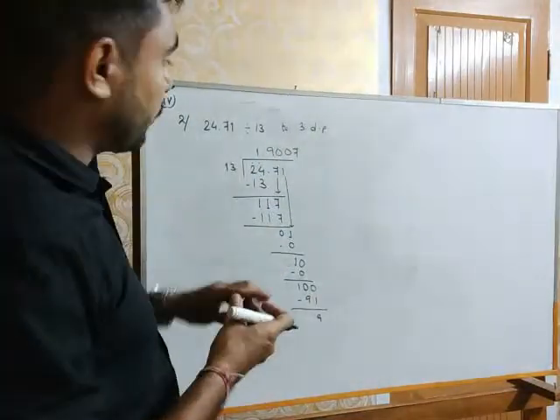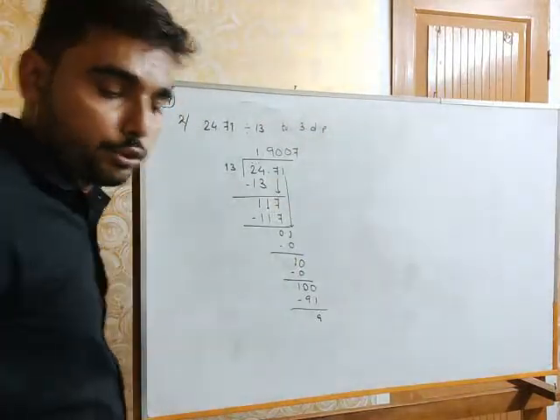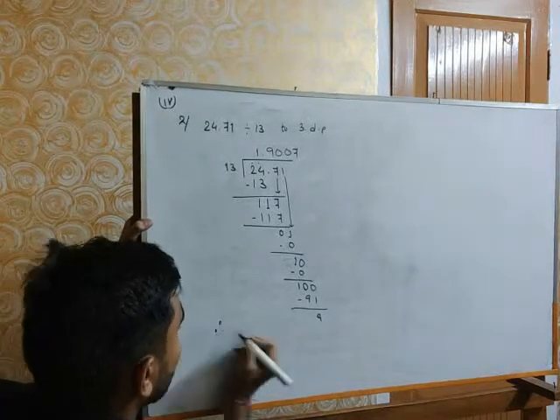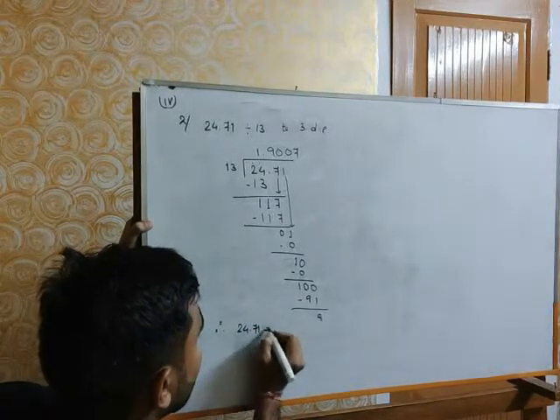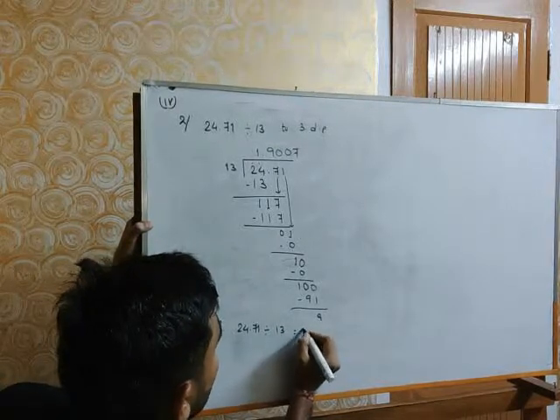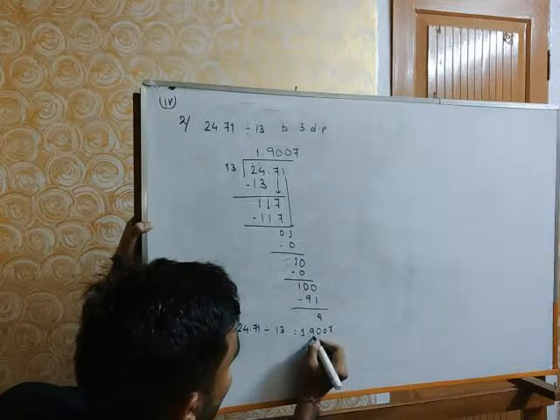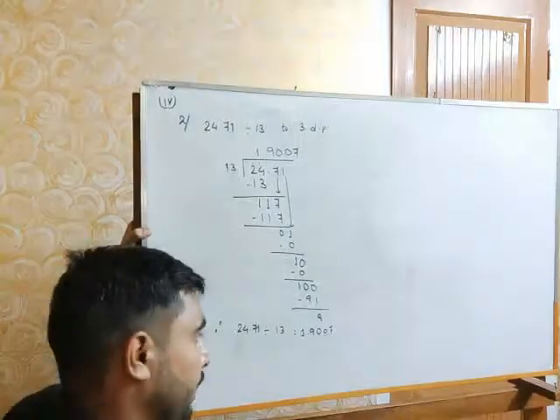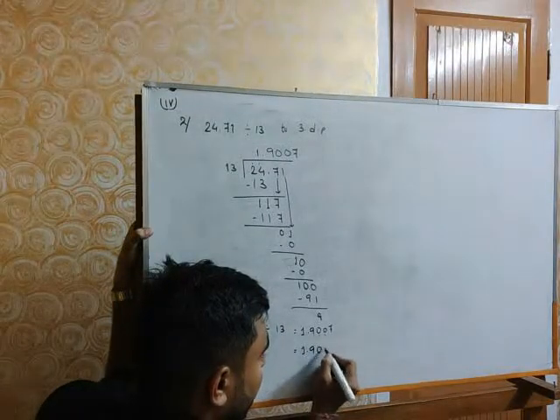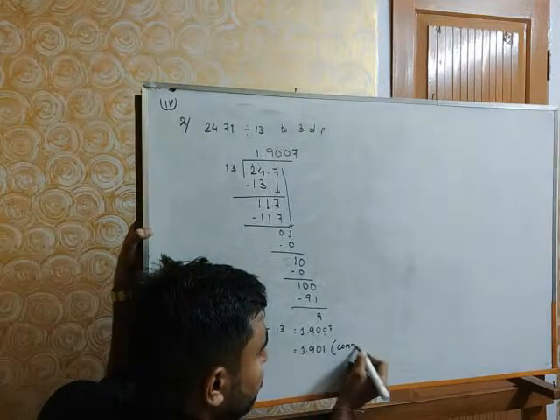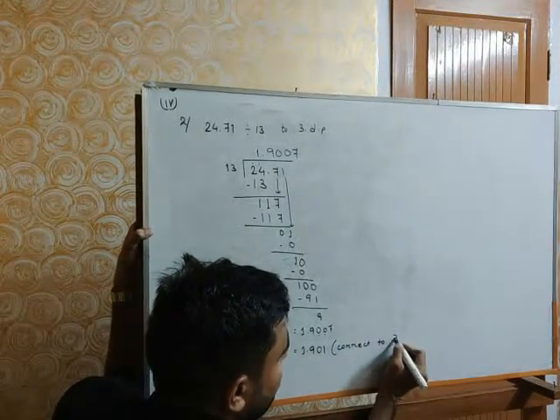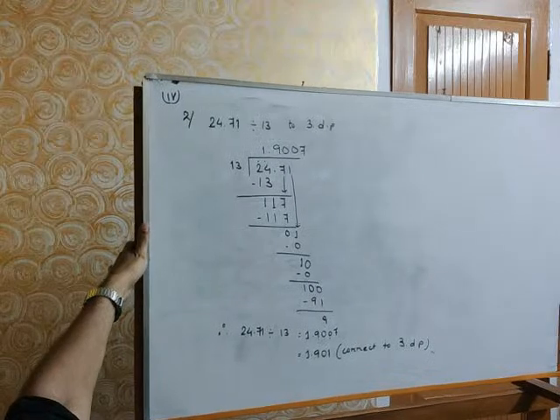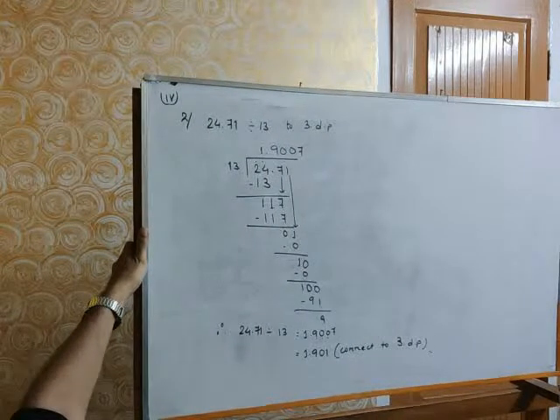So how many decimal places do we need? 3 decimal places. So in the question you have to take 4 digits first, and after that you have to round off. Okay? Therefore 24.71 divided by 13 is equal to 1.9007. So 1, 2, 3: this is the third decimal place, and what is next to it? 7, which is more than 5. If it is more than 5, what happens? Add 1. So correct to 3 decimal places, written. Everyone understood? Is there any doubt?